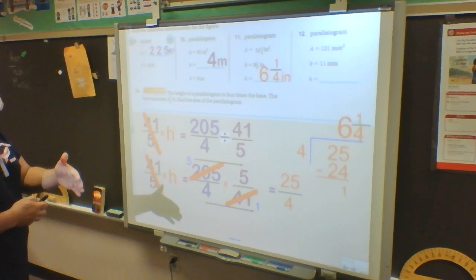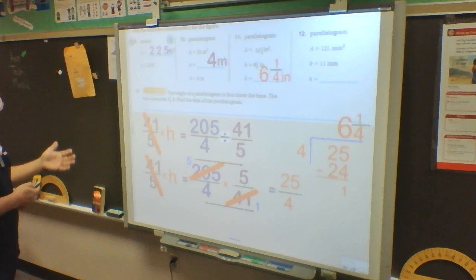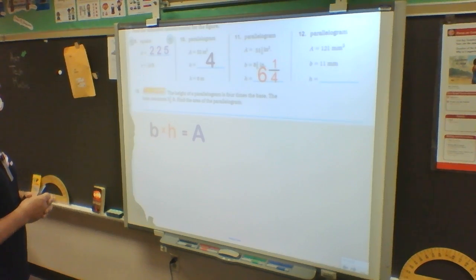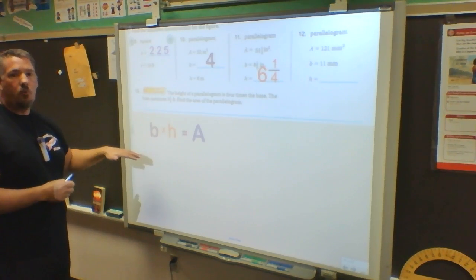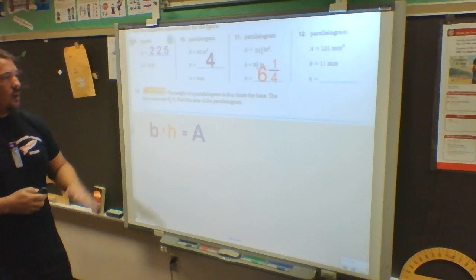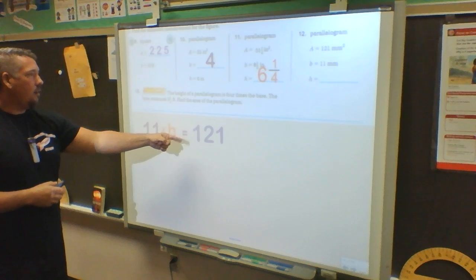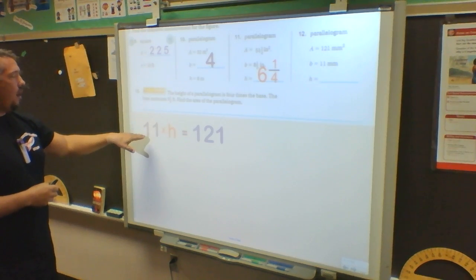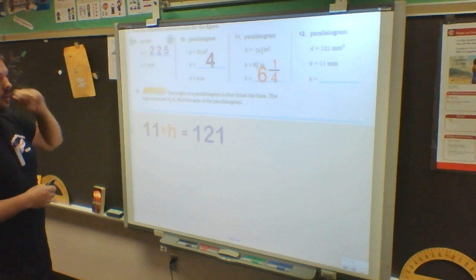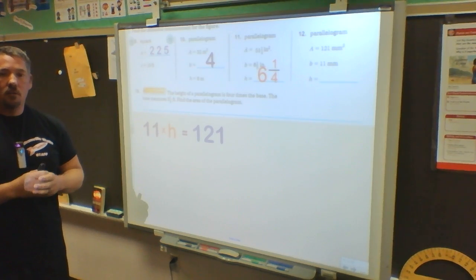On the last one on the parallelogram, still given the area, still given only one side, so I'm going to have to go through the same process. I have the same formula every single time. Base times height is equal to my area, and I fill in with the information that I'm given. I'm given my area of 121. I'm given my base of 11. I'm looking for my height. How do I go about it?